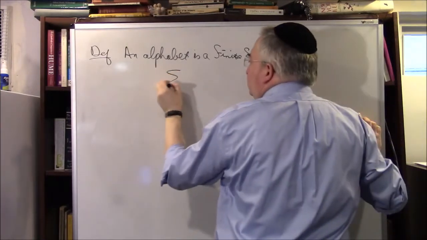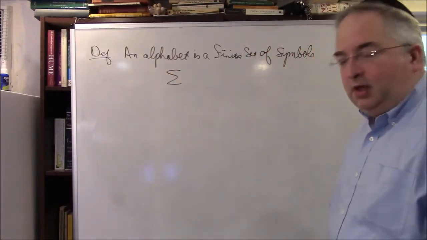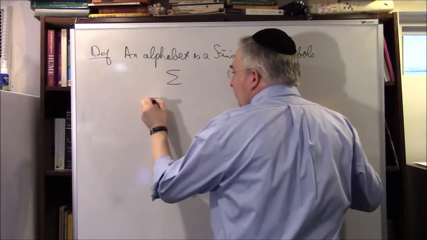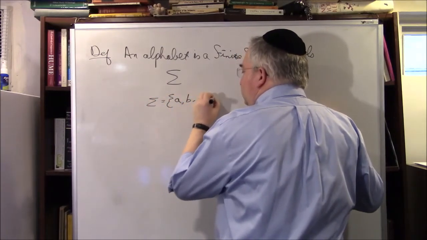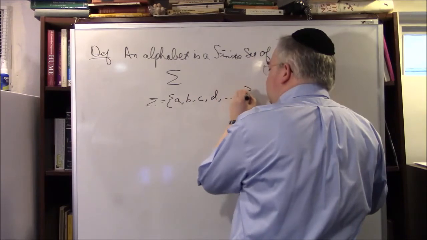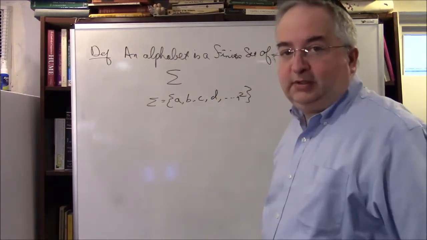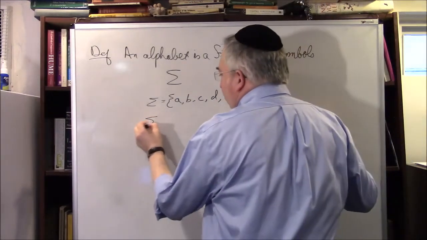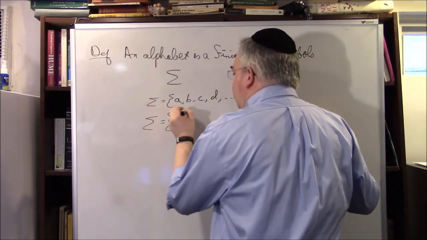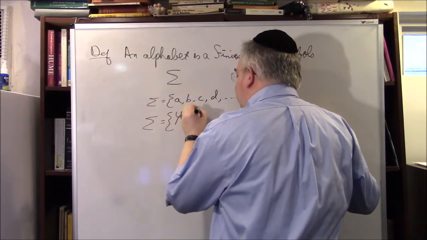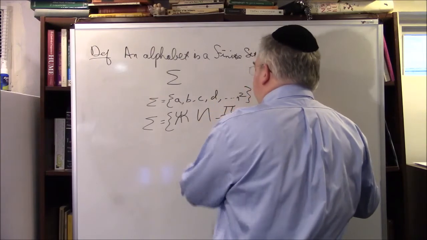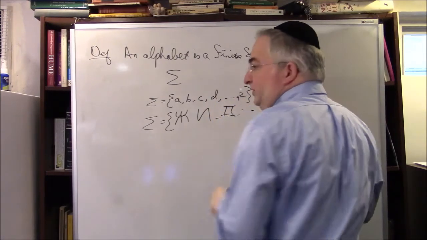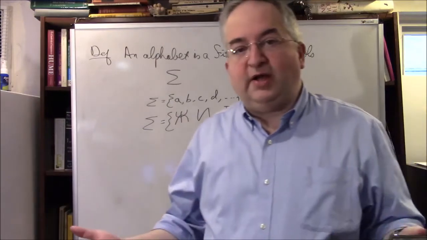And we usually write an alphabet like that. Our main alphabet is A, B, C, D, all the way to Z. That's called the Latin alphabet. But if you're Russian, you probably have symbols like this. Lots of different symbols. That's what an alphabet is. An alphabet is a finite set of symbols.